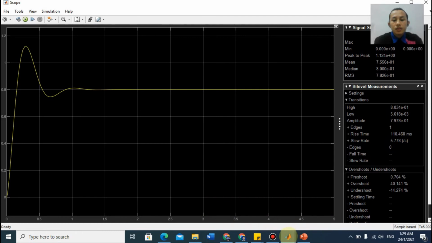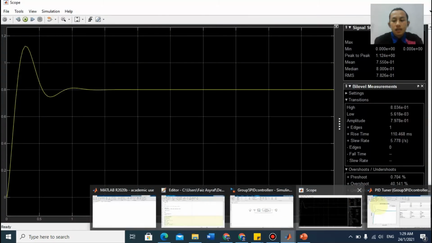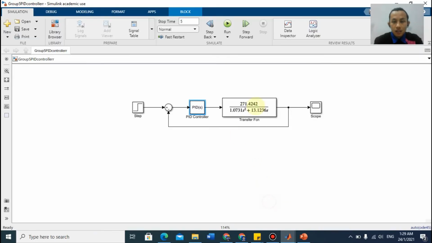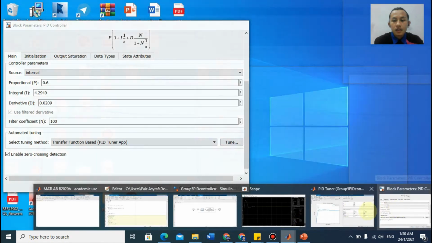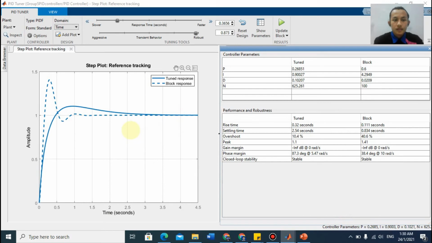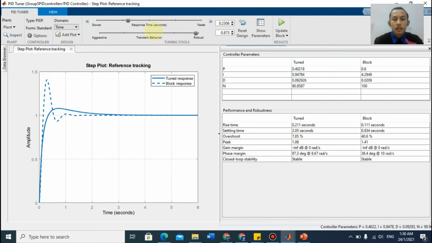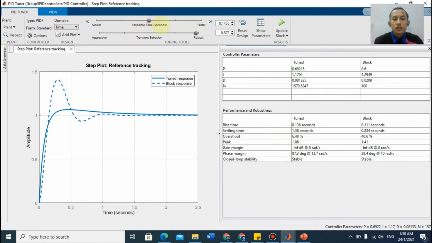So we go to automatic tune PID. We go to the PID controller, and then we go to tune, and we get the result. This is our result for auto tune. The overshoot is 10%, and then we can adjust manually to get below 10%, and we can adjust more for the lowest overshoot.